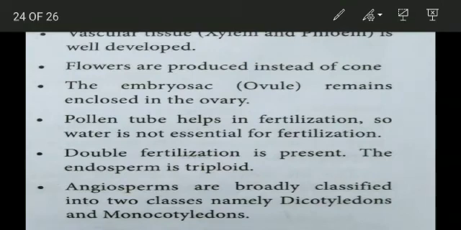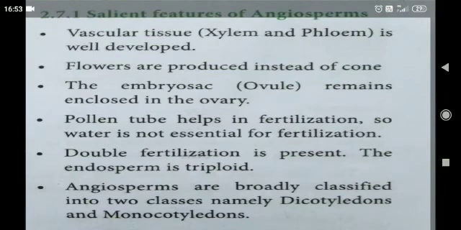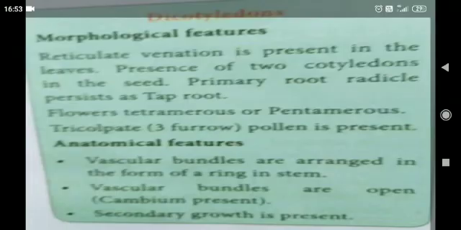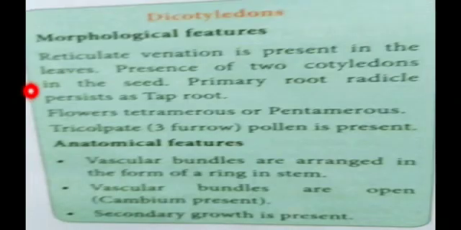We call them monocot and dicot plants, right? So these come under the angiosperms. The next one is the characteristic features of the dicotyledons and monocotyledons. So these are the morphological and characteristic features of the dicotyledons. Reticulate venation, so net-like venation is present in the leaves. When we look at the leaves, they have reticulate venation.